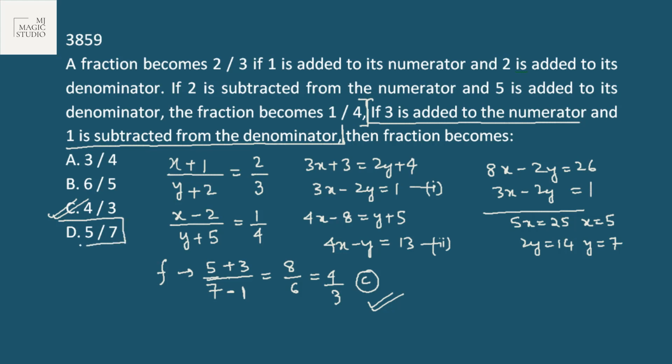At this stage, please don't get tempted to mark 5 by 7. Read the question carefully to see whether they are asking about the actual fraction or the new fraction, because the actual fraction is 5 by 7. After doing some operation on this actual fraction, the answer should be 4 by 3.